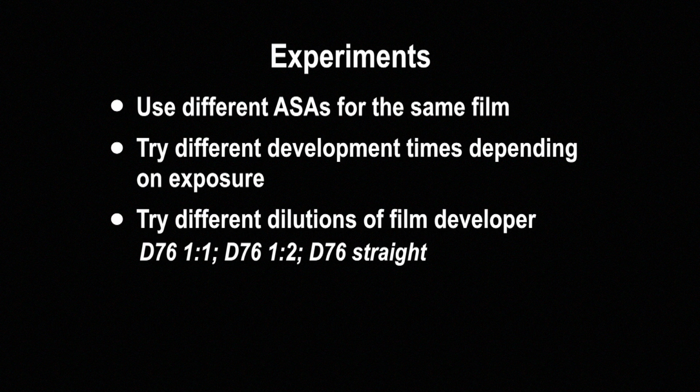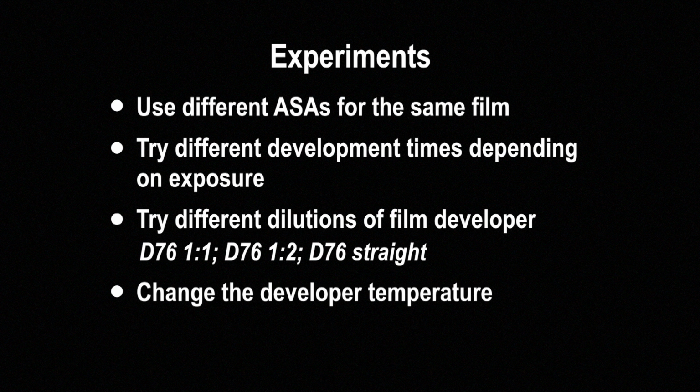So that, and then the opposite. Instead of D76 1:1, which is what many people use, go D76 straight and develop your film. Then you're going to get more contrast faster, so you're not sitting in the darkroom missing all those important tweets. Then there's another one, and that is to change the development temperature. Use hotter temperatures for more contrast, lower temperatures for extended times, and then less development.